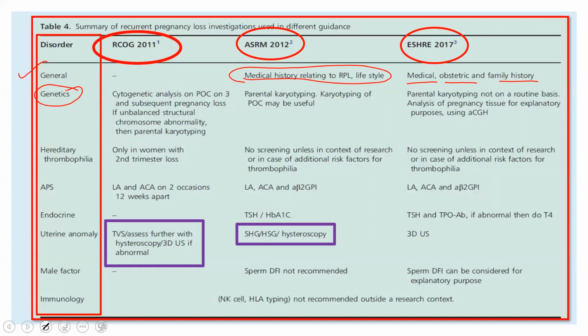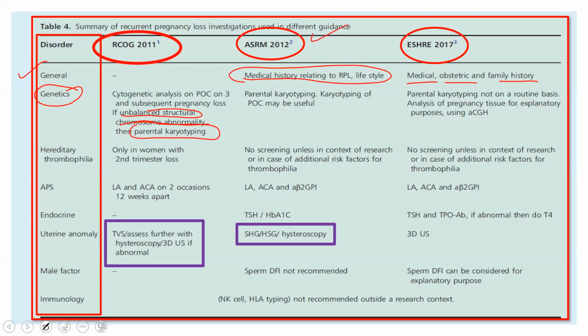Yeah. So like I said earlier, RCOG endorses that you have to send the product of conception of the third consecutive pregnancy loss for genetic analysis. You are going to send that for genetic analysis, and you are going to see that if it is an unbalanced structural chromosomal abnormality, then you are going to offer parental karyotyping.